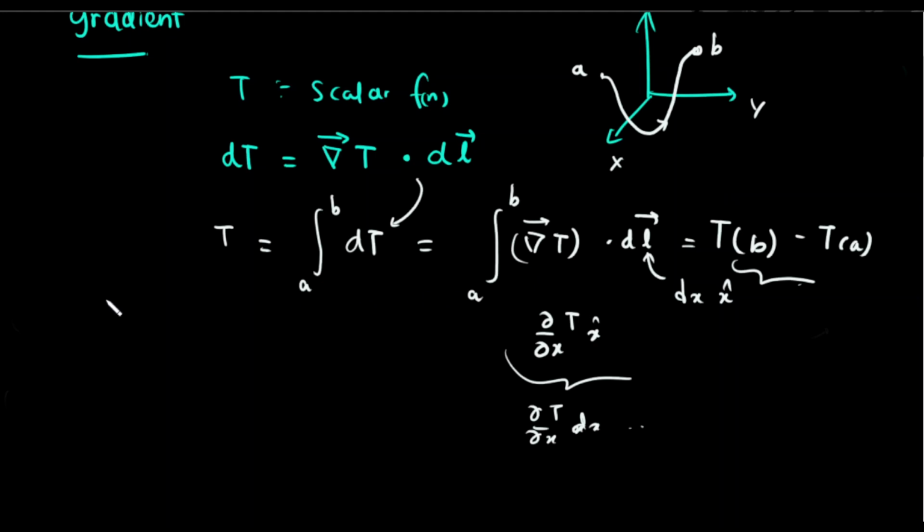Okay, but what happens if these points A and B coincide with each other? When this happens, A equals B, and this is going to be a closed path. So for a closed path, the circle is drawn on the integral symbol, and the integral of grad T dot dl is going to be 0.